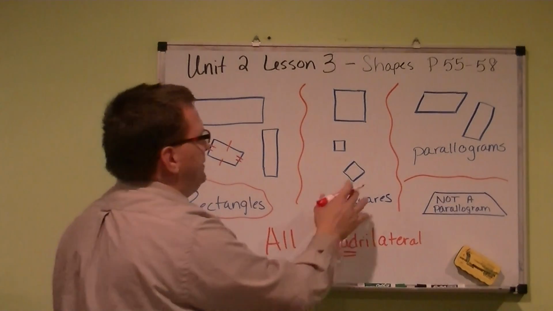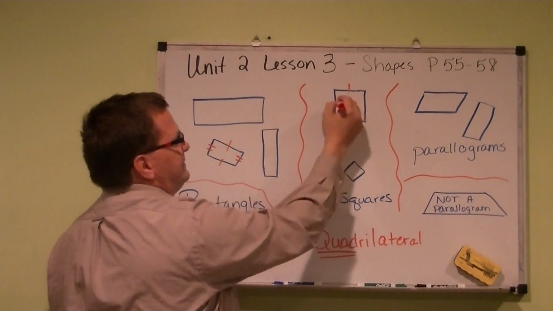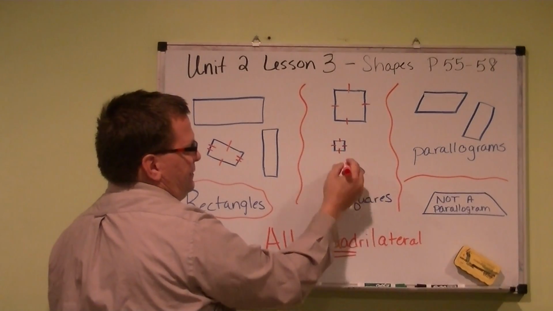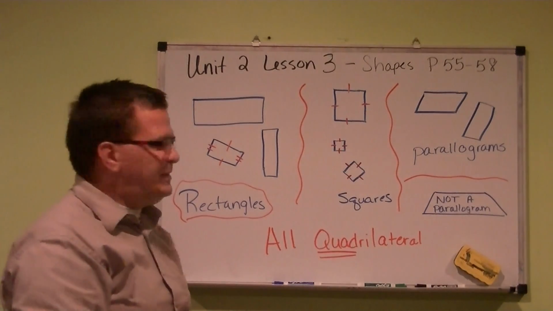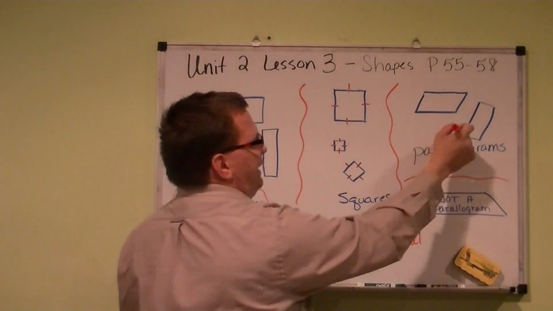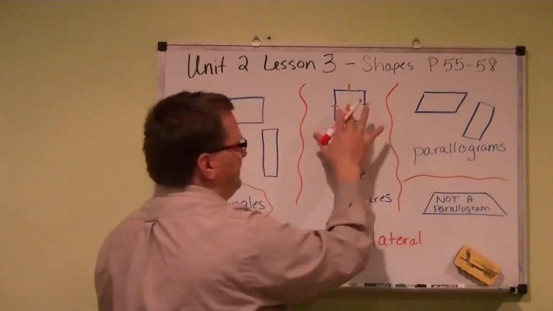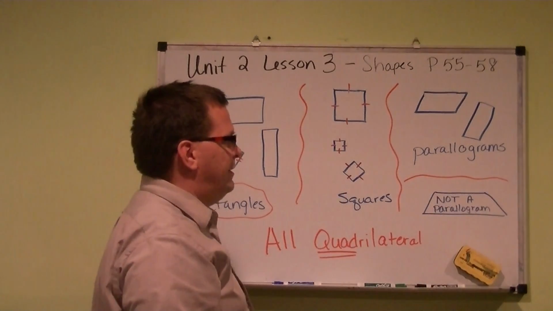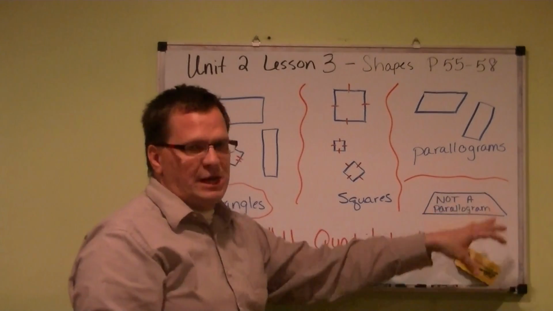A square has to have all four sides the same size. And I did my best to draw all my sides the same. And then over here we have parallelograms. And these are still considered parallelograms. But this one is not a parallelogram because of the way it's shaped.